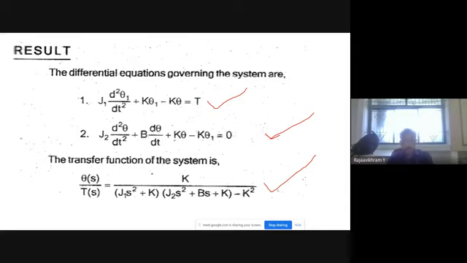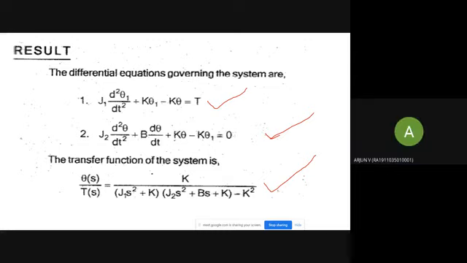So whether the expression is right, theta of S by T of S. Can I move on to the next slide? Yes, sir. Okay.